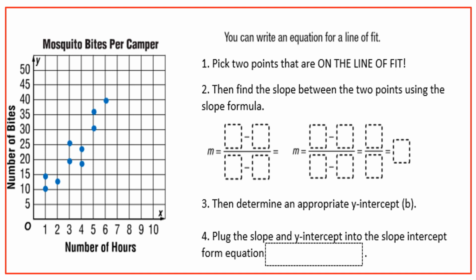They put our scatter plot points on there for us. As you can see, there's mosquito bites per camper, so the number of hours that campers are outside and the number of mosquito bites they did receive. As you see here, there is a positive trend with the data. So when we draw our line of best fit, we're going to draw a positive line with a positive slope.